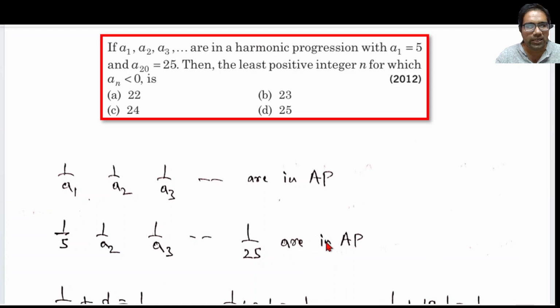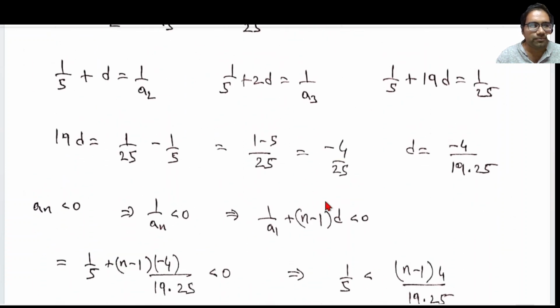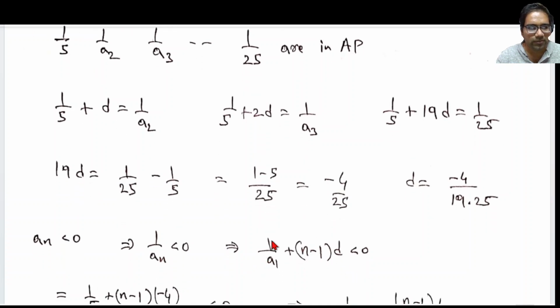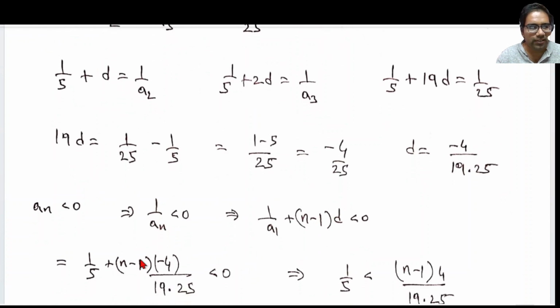So if we look at 1 by an in this arithmetic progression, it is 1 by 5 plus n minus 1 into d. If that number is negative, obviously an is also negative, and that is the term I have to find out. Now, an is less than 0, so 1 by an should also be less than 0. What is 1 by an? It is 1 by a1 plus n minus 1 into d, because 1 by a1, 1 by a2, 1 by a3 are in arithmetic progression. 1 by a1 is 1 by 5. So 1 by 5 plus n minus 1 into d, where d is minus 4 by 19 into 25. This should be less than 0.